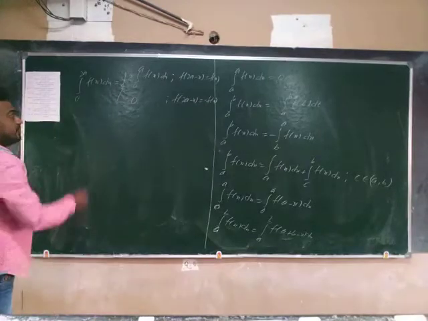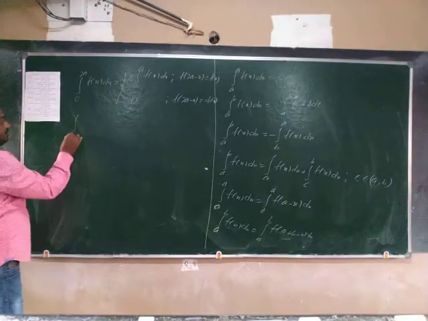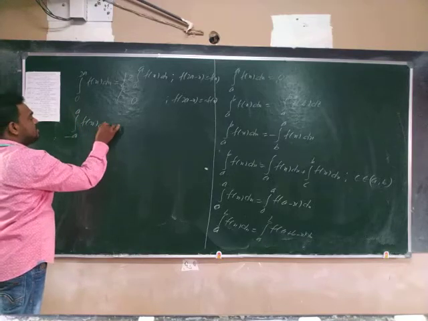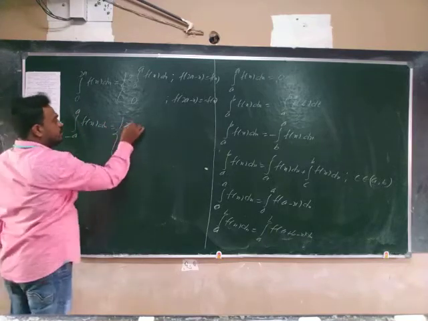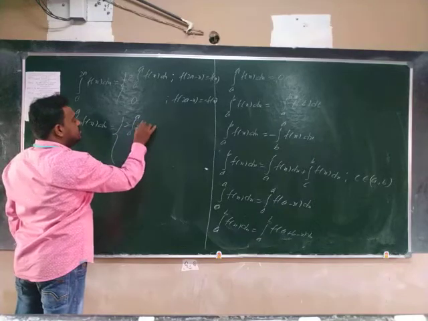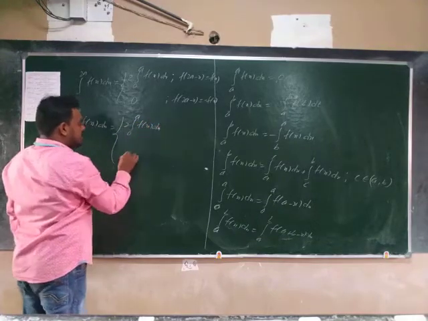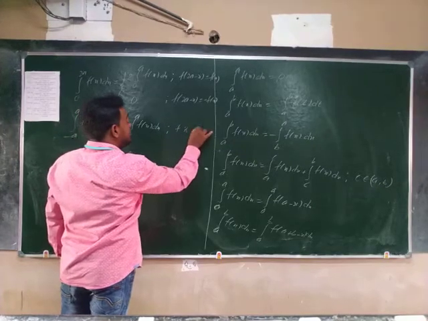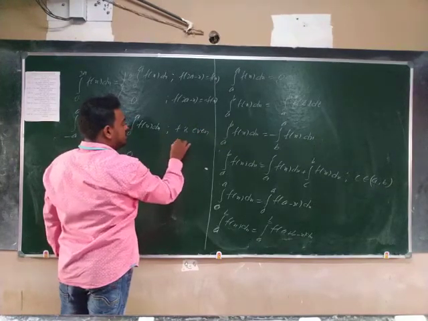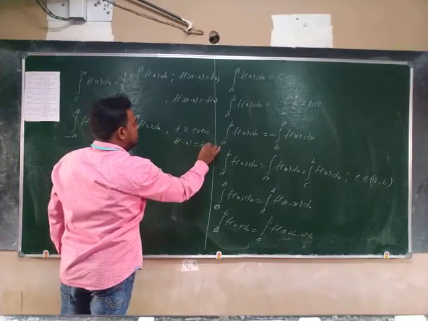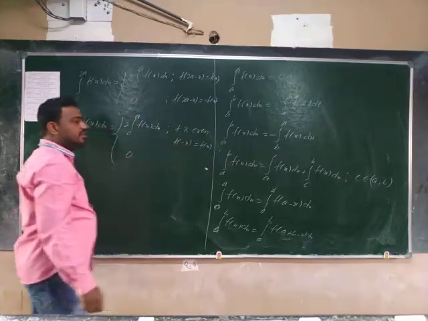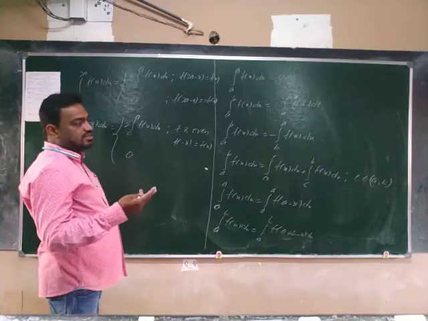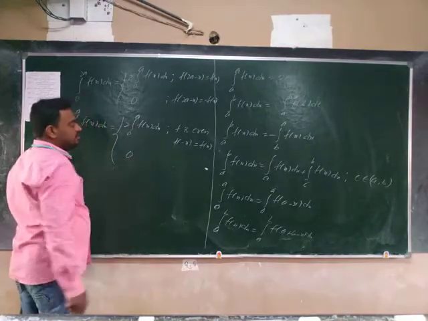Important one, you see. The integration from minus a to a of f of x dx is equal to 2 times the integration from 0 to a of f of x dx, when f is an even function, and it is 0 otherwise. What is an even function? f of minus x is equal to f of x. Examples: x square, x power 4, cos x, secant x; these are all even functions.